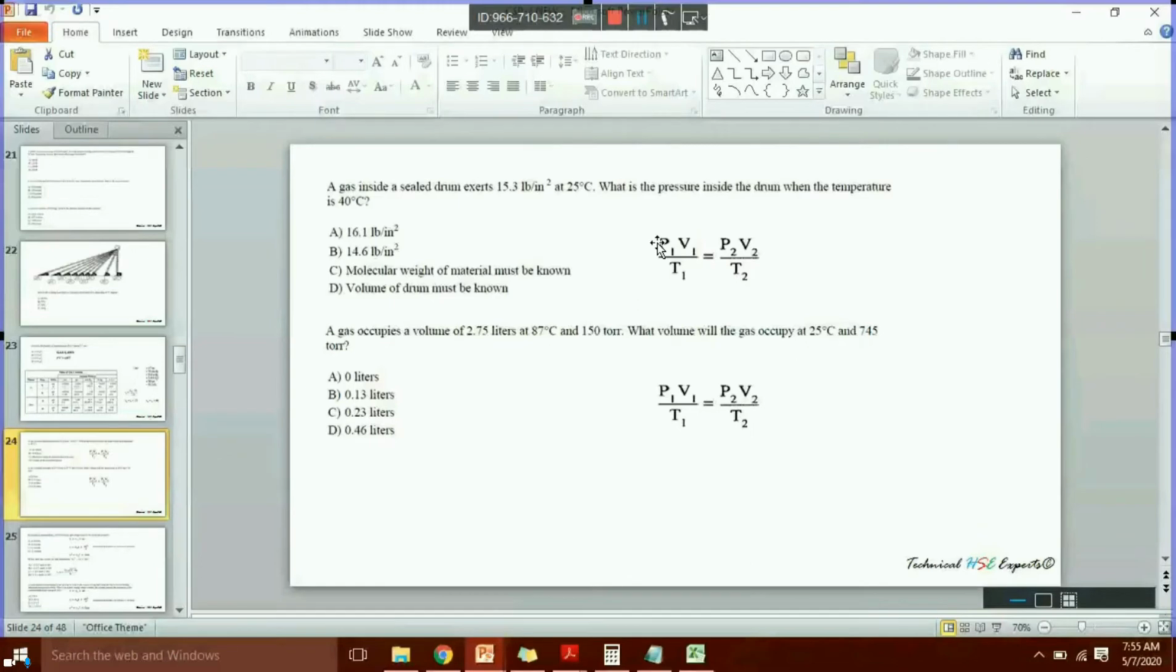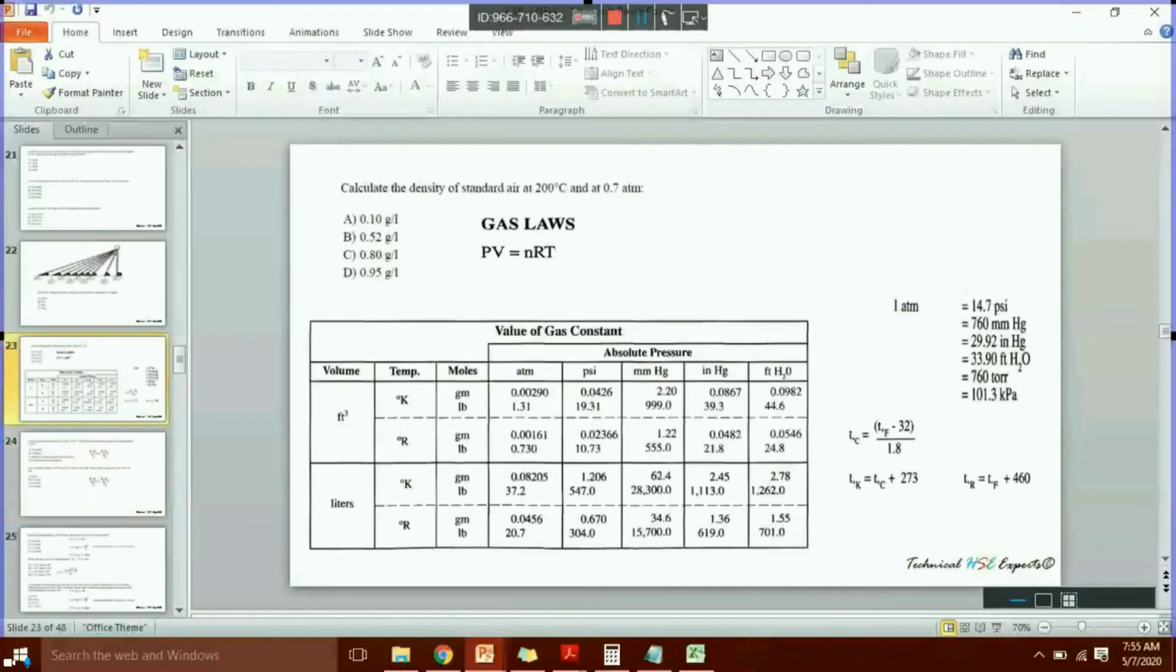In the question it is in pounds per inch square. After substituting in ATM and in Kelvin, you will end up with ATM, right? Then also you can convert ATM to PSI. These are the conversion rates.